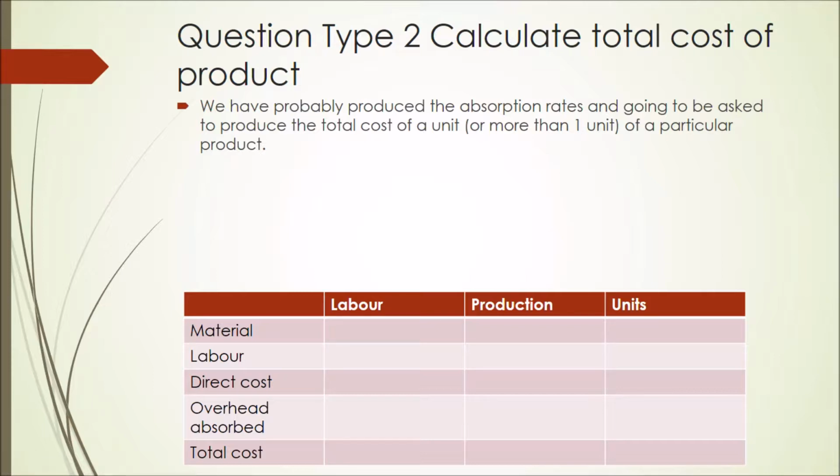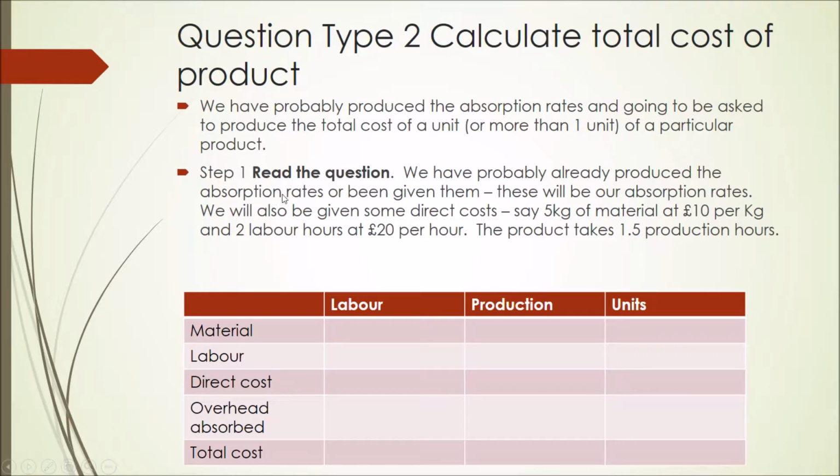Read the question again. Typically it's going to be how much is it per unit, but it might be how much is it per 100 units. I don't know. Read the question. So step 1, key one, read the question. And then we've already produced the overhead rates, and they're going to give us the direct costs.